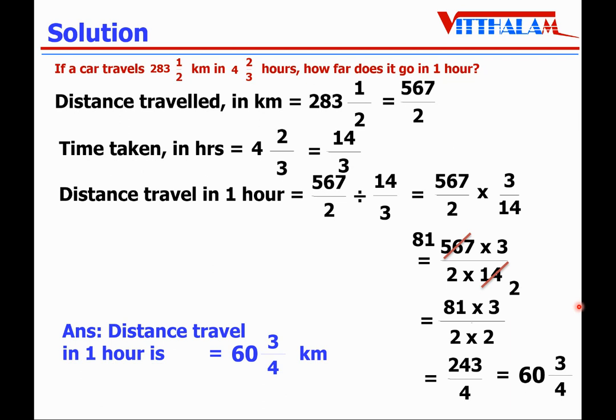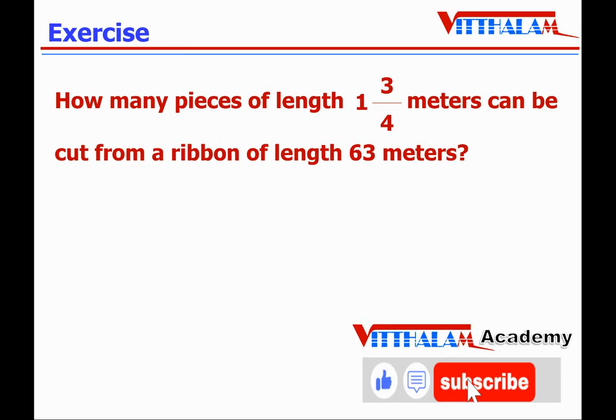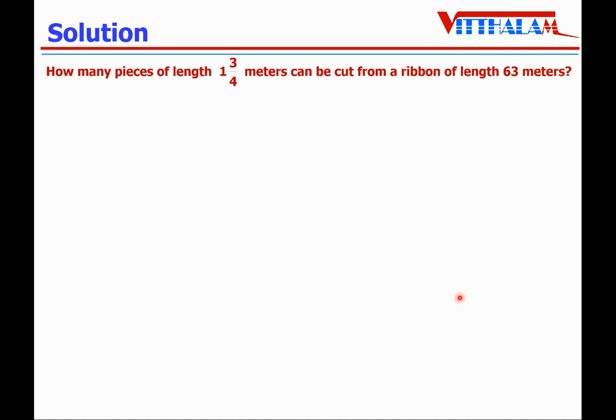Now let's understand one more. How many pieces of length 1 3/4 meters can be cut from a ribbon of length 63 meters? Ek ribbon hai jiski length 63 meters hai, usme se mujhe kuch pieces having some length 1 3/4 meters ki kaatna hai. To aise kitne piece banenge? So obviously it's a numerical of division. Total length divided by length of the piece will give you the number of pieces.